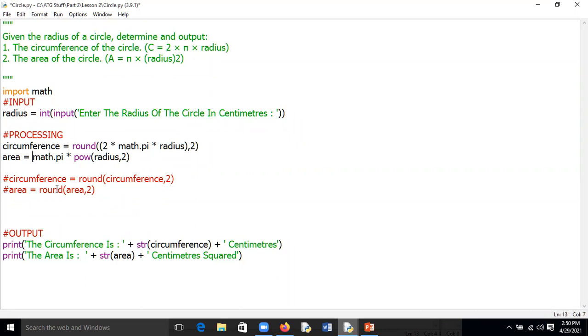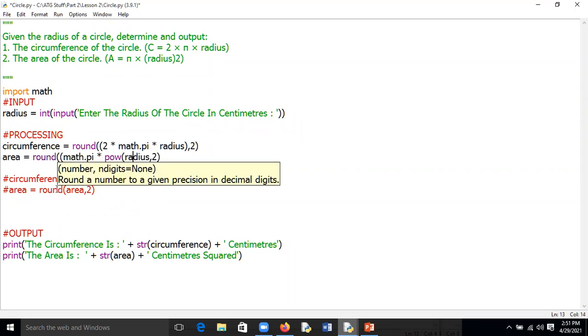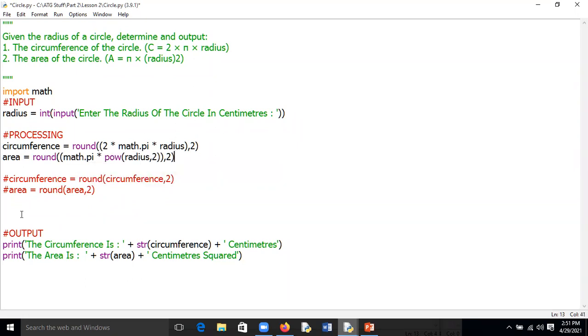Similarly, I'm going to come over here and say round, right? That's for that. Can you see that? And it's going to be comma 2. So I want you to look at the number of open brackets we have. 1, 2, and 3. And how many close? 1, 2, and 3.